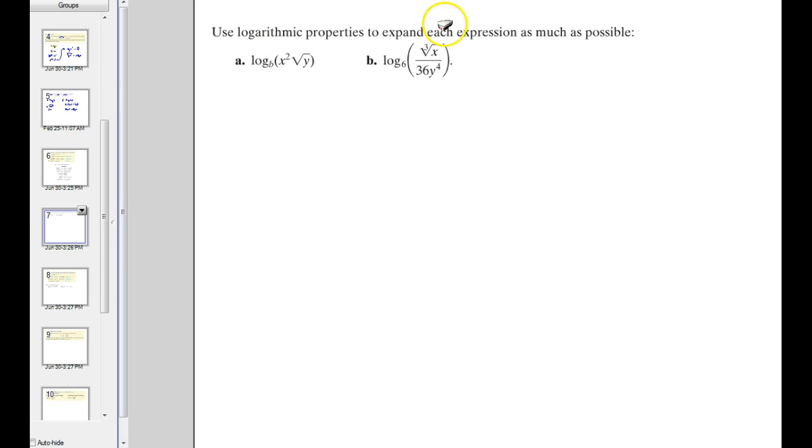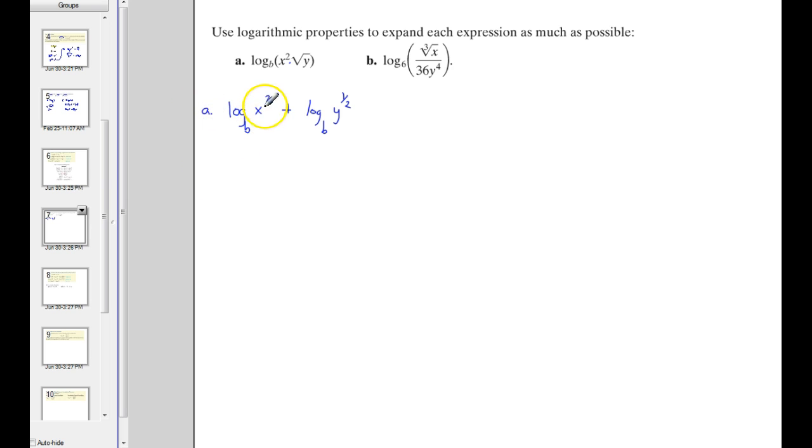Alright, let's expand these expressions as much as possible. So, x squared times the square root of y in logarithm. That's multiplication, so we have the product rule and we have exponents, so we'll have the power rule as well. So this is going to be, first of all, the log base b of the first thing, x squared, plus the log base b of the second thing, the square root of y, which I'm going to write as y to the 1/2. Okay, so there's the product rule.